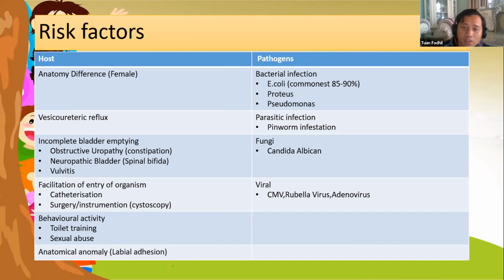So next for the pathogen, actually the common one that will infect the urinary tract is bacterial infection, because as I mentioned, the commonest bacteria is E. coli and also Proteus and Pseudomonas. But parasites can also infect the urinary tract system, such as pinworm infestation. And for fungi, it will be Candida albicans. And the next, viral. Viral is actually rare, but it can also infect the urinary tract, such as cytomegalovirus, rubella virus, and also adenovirus type 2.